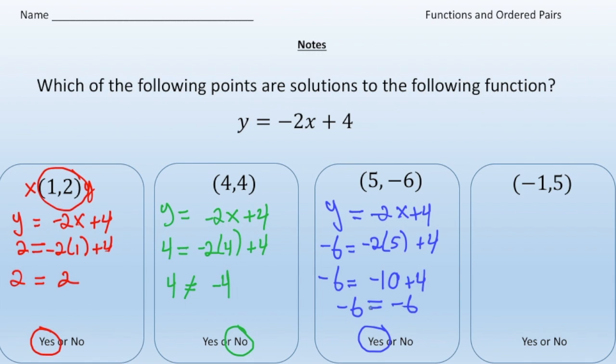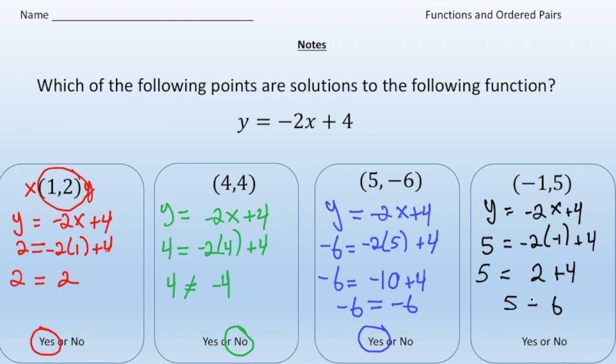Okay, let's try one last one. We want to know if (negative 1, 5) is a solution to this function. So let's go with, I'm going to go black for this one. So again, let's rewrite the function: y equals negative 2x plus 4. And let's plug in what we know. So we know our x value is going to be negative 1 and our y value is 5. So 5 equals negative 2 times negative 1 and then plus 4. So 5 is going to equal, well, negative 2 times negative 1 is positive 2, and 2 plus 4 is 6. And 5 does not equal 6, which means this point is not a solution.